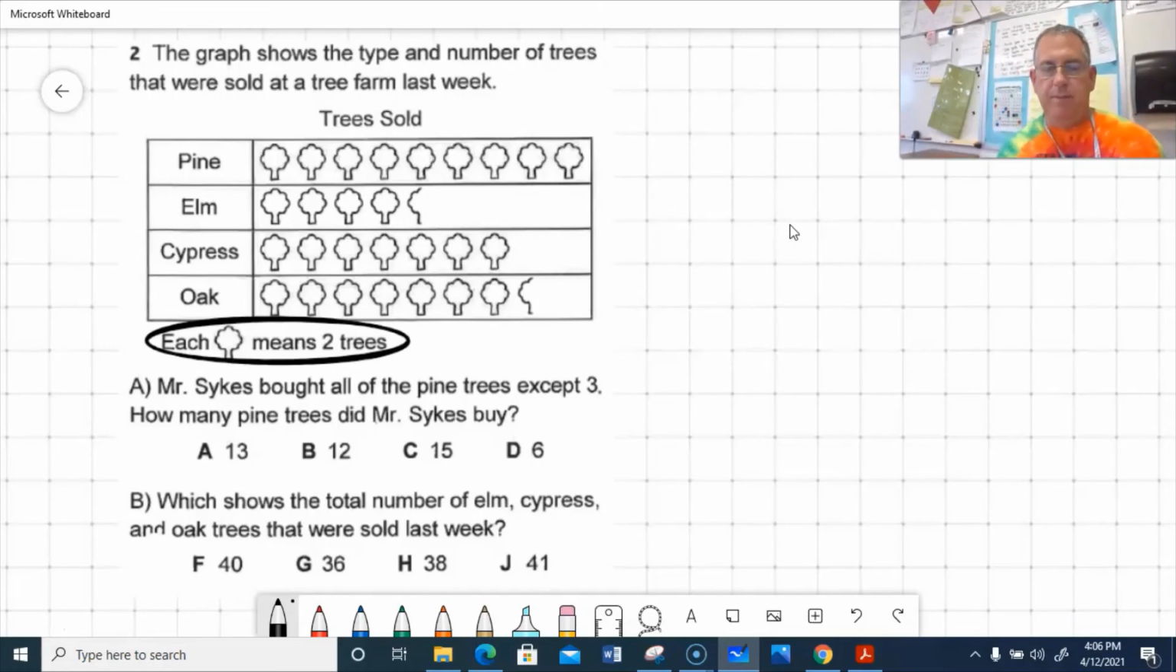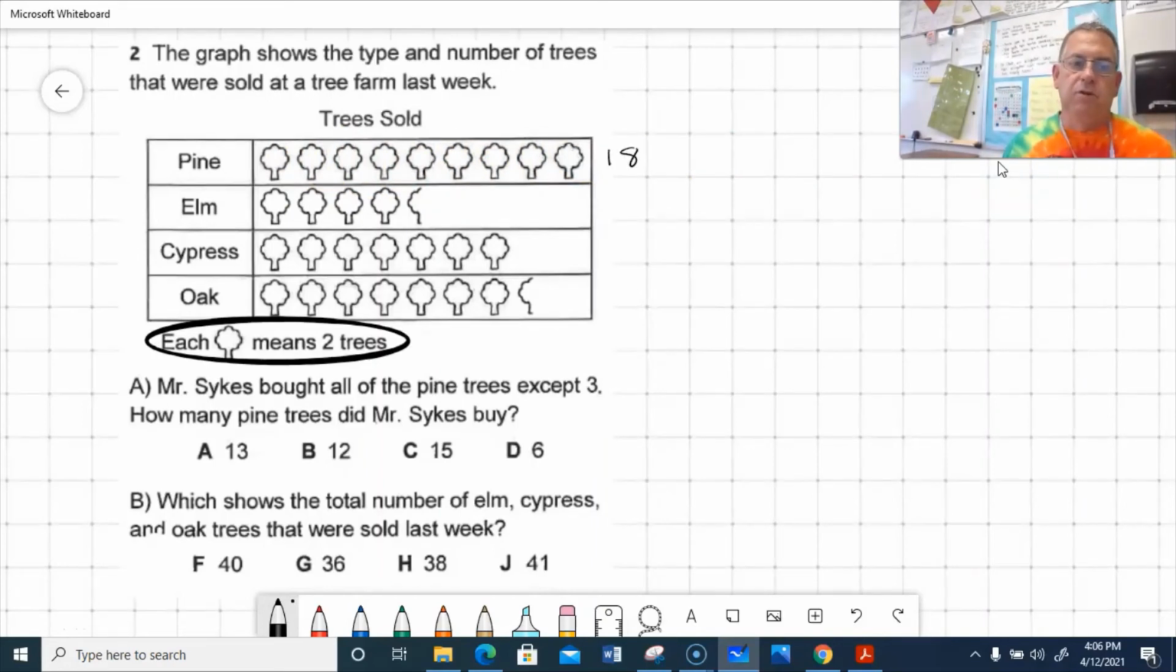So whenever we have a pictograph or any type of graph, it's always important to interpret and see what each of the data represents. So we'll go through here and figure out what this represents. How many pine trees are sold? Okay, it says that each picture represents 2, so I skip count by 2s. That's 2, 4, 6, 8, 10, 12, 14, 16, 18. So 18 pine trees are sold.